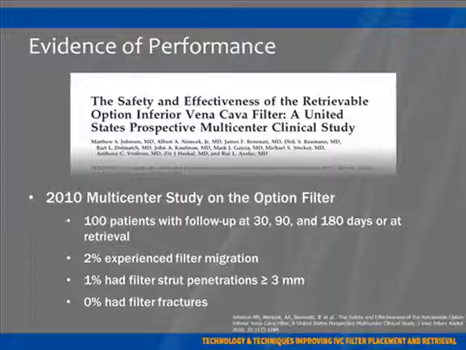Only 1% had strut penetration greater than 3 millimeters. No one fractured. And the 2% that had migration, it was downward migration. I think there might have been one filter that came up more than 20 millimeters, but nothing moved up into the heart, which was obviously a very good thing.